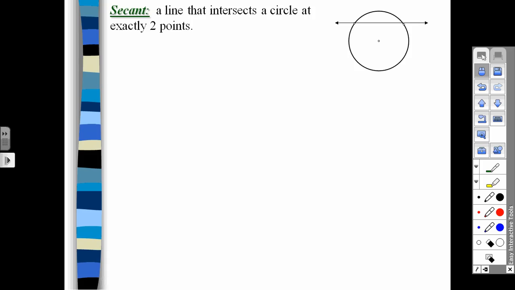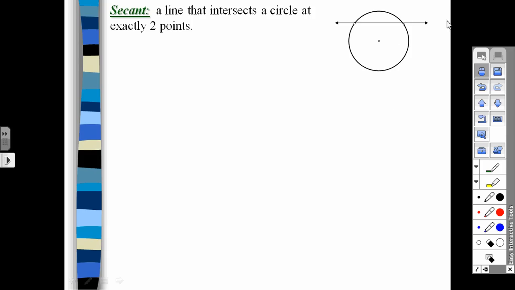The first being the definition of a secant. So a secant is a special line that intersects a circle at exactly 2 points. So this right here is a secant line. So you can see how it intersects the circle at that point and at that point. Okay, so it's a line.